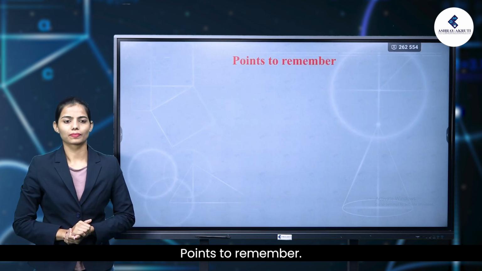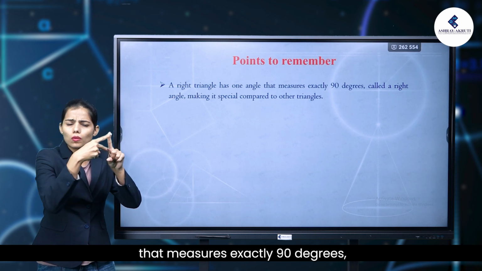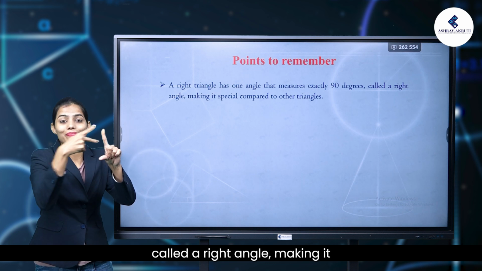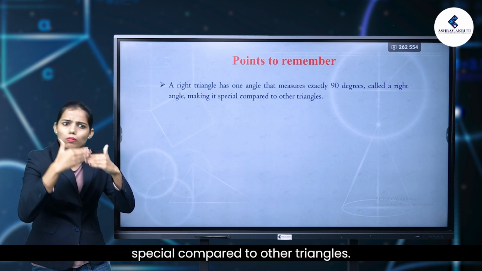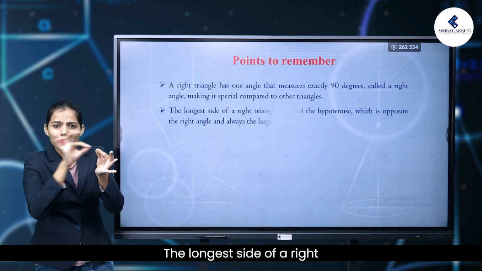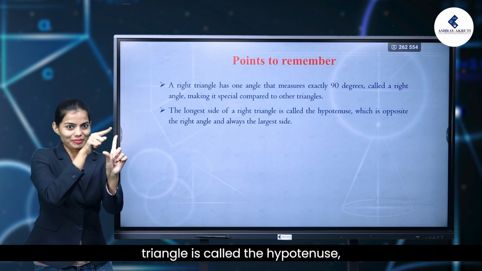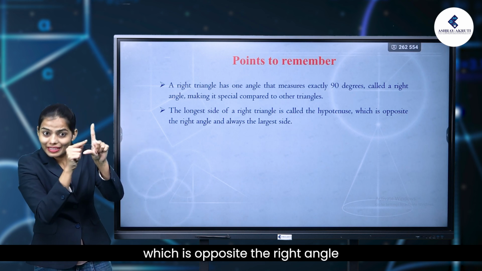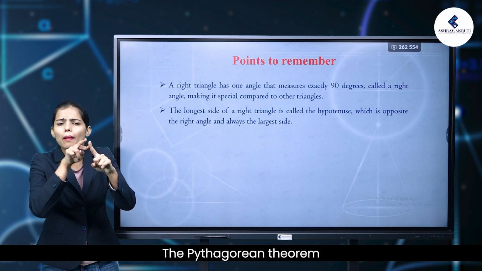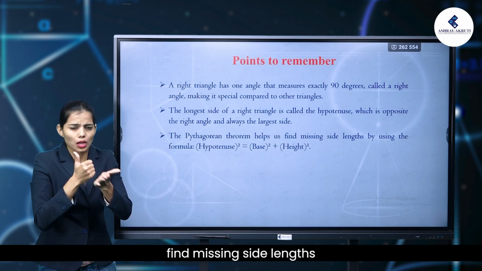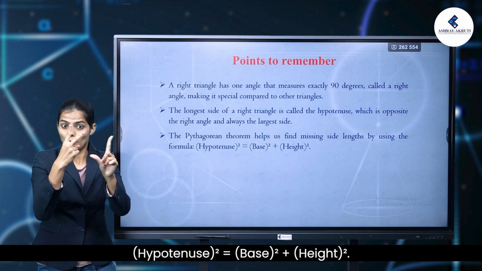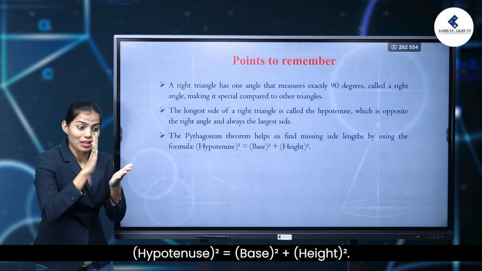Points to remember. A right triangle has one angle that measures exactly 90 degrees, called a right angle, making it special compared to the other triangles. The longest side of a right triangle is called the hypotenuse, which is opposite the right angle and always the largest side. The Pythagorean theorem helps us find missing side lengths by using the formula hypotenuse square is equal to base square plus height square.